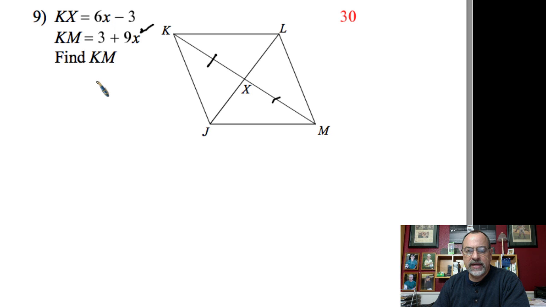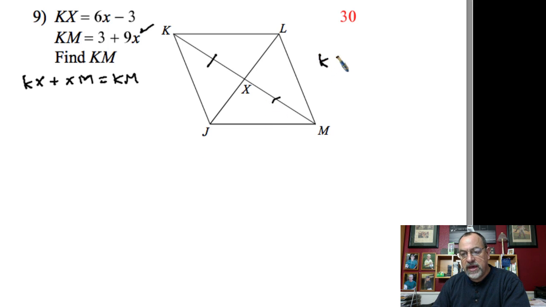Well, we're going to have to go back to something maybe we've done before, and that is the fact that I know that KX plus XM would be equal to KM. That would be segment addition. All right, so if I wrote that out, I know that KX plus XM would be equal to KM. Now the problem is I don't know what XM is. However, I do know something about XM.